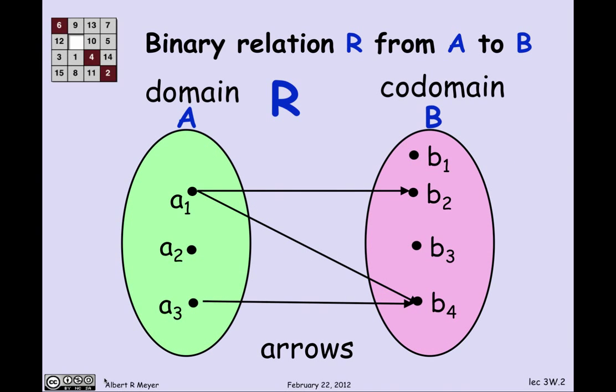And remember that a binary relation is a thing with three parts. It's got a domain, illustrated as A here, a codomain, illustrated as B here, and relationships, an association between domain elements and codomain elements indicated by the arrows. The arrows being called the graph of the relation.